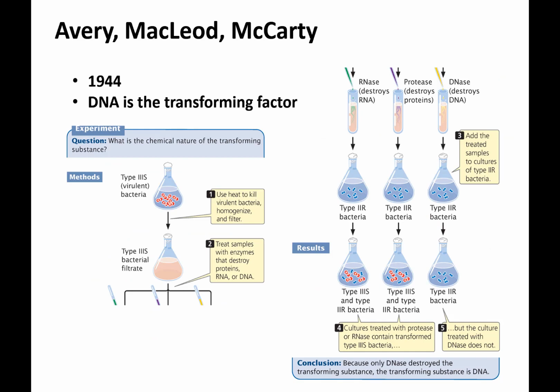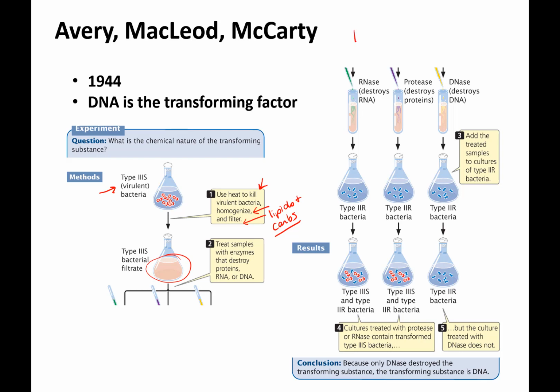Avery, MacLeod, and McCarty took his experiment and went a step further. And so what they did was they took this virulent bacteria, same stuff Griffith was working with, heat killed it, and homogenized it. Homogenize means like put it in a blender, right? Blend it up. Filter it. So they got rid of lipids and carbs. They got all that gooey stuff out. And so they had the components from this bacterial heat-killed virulent strain.